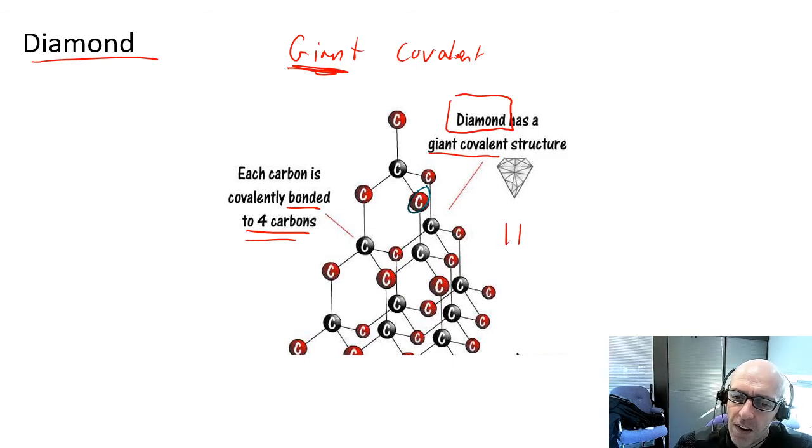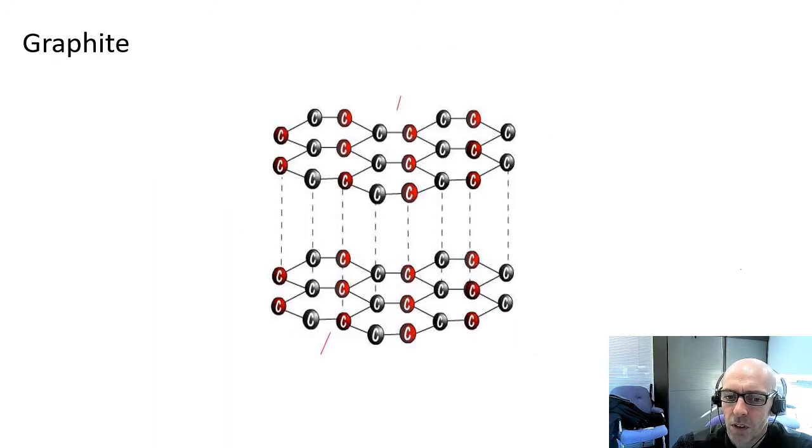Very, very hard. Very, very high melting point. High melting point, just like our ionic substances, but for different reasons. It's not ions attracting each other, they're covalent bonds, but lots of molecules joined together. And then we moved on to the other form of carbon, graphite. 3 bonds, layers, lubricant, free electrons.